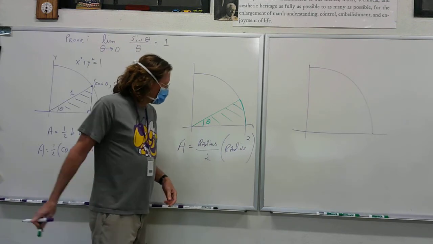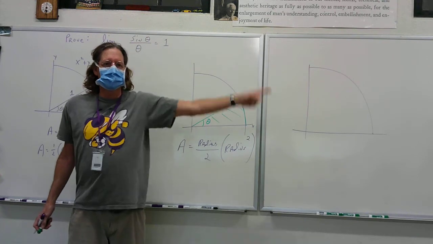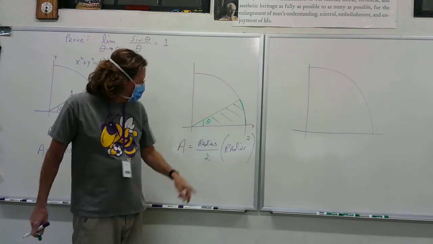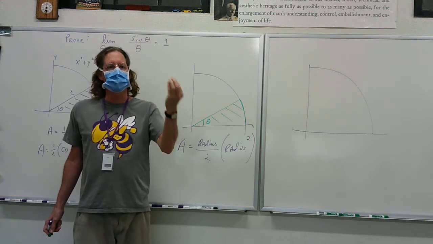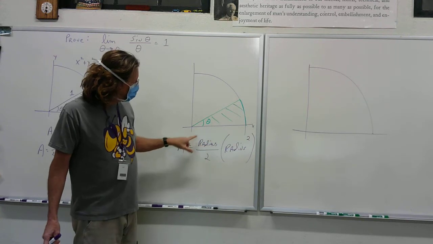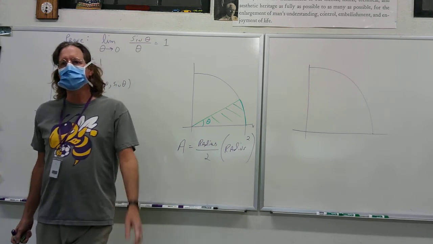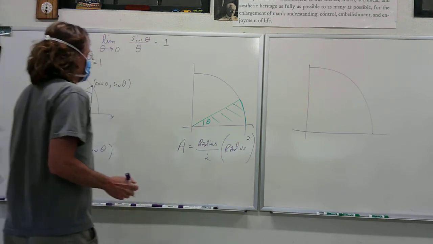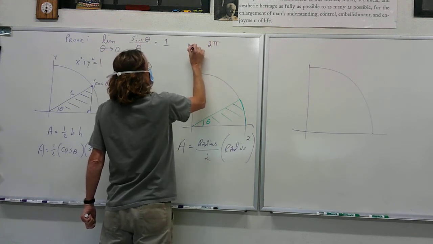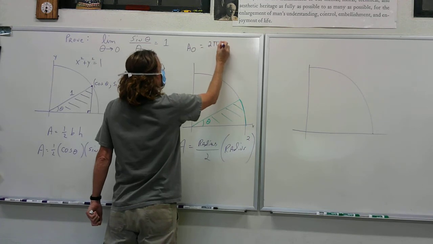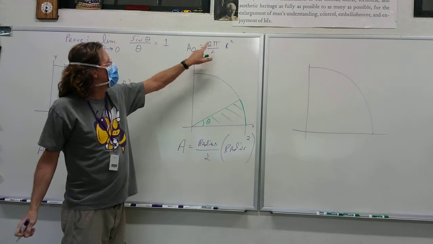If you want some help remembering it, how far do you go if you go all the way around the circle? You go how many radians? 2 pi. And if you divide 2 pi by 2, you get what? Pi. And the area of a circle is what? Pi r squared. So you're taking the radian measure if you go all the way around the circle, and you're dividing it by 2. If you know pi r squared, then you know that you went 2 pi to go all the way around the circle. Area of a circle equals 2 pi divided by 2 times r squared.